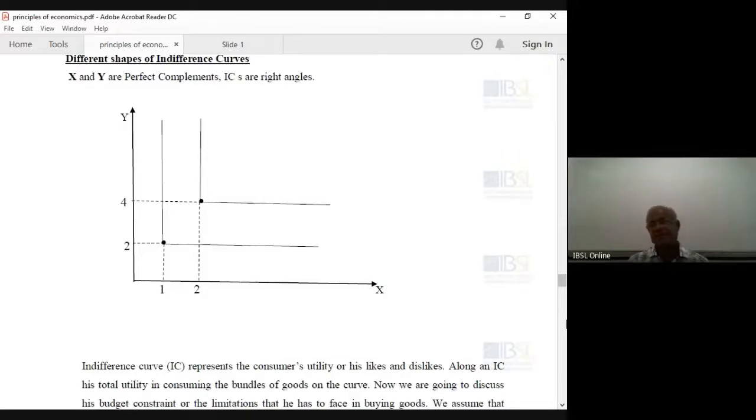Then the second approach, the indifference curve approach. The indifference curve approach assumes utility cannot be measured. The consumer can only rank different situations, different bundles of goods. So he can say, I prefer oranges to apples, or I prefer apples to oranges, or I am indifferent, I don't mind. So these are the three possible answers.